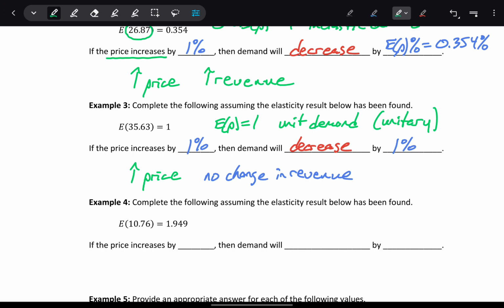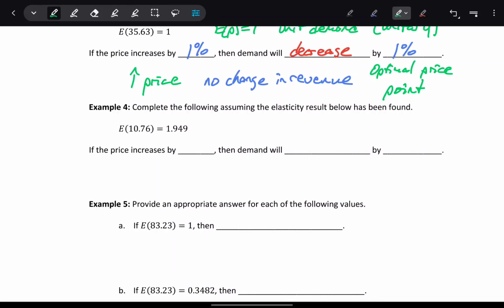And we refer to this price point, where we get an elasticity of 1, as the optimal price point, because increasing or decreasing our price would have no impact on revenue.